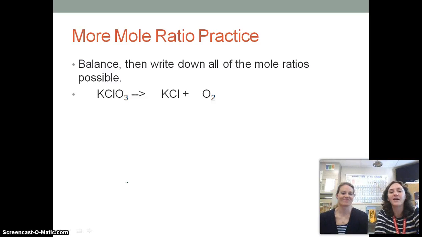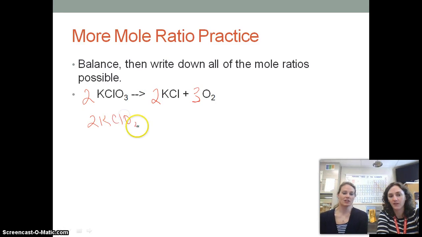Balance, what would that be? Potassium chlorate? Yeah, so we got K is 1 and K is 1, Cl is 1 and Cl is 1, but those darn oxygens are not right. So the common factor is going to be a 6, so a 3 and a 2, which changes our KCl to a 2, so we have 2, 2, 3. Okay, so I'm going to go through KClO3 to our mole ratios. Again we're going to have 6 because we have 3 formulas here.